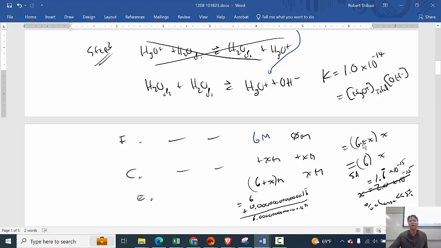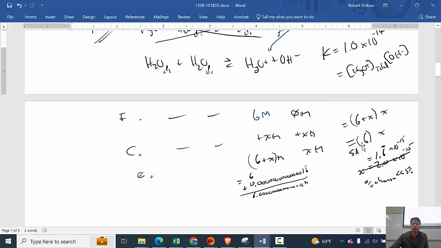So here it wouldn't have made any difference had we done the quadratic. I mean, the percent change is so small. It's negligible for the hydronium. For the hydroxide, it was significant. In fact, we went from nothing to 1.6 times 10 to the minus 15. So there was a significant change for the hydroxide.